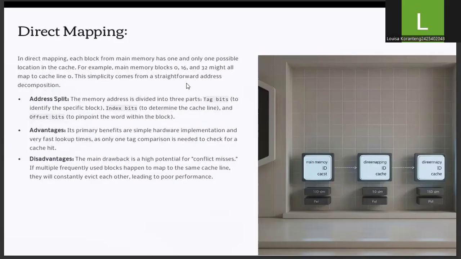An advantage of direct mapping is its simple hardware implementation and very fast lookup times, as only one comparison is needed to check for a cache hit. Disadvantage: the main drawback is a high potential for conflict misses. If multiple frequently used blocks happen to map to the same cache line, they will constantly evict each other, leading to poor performance.